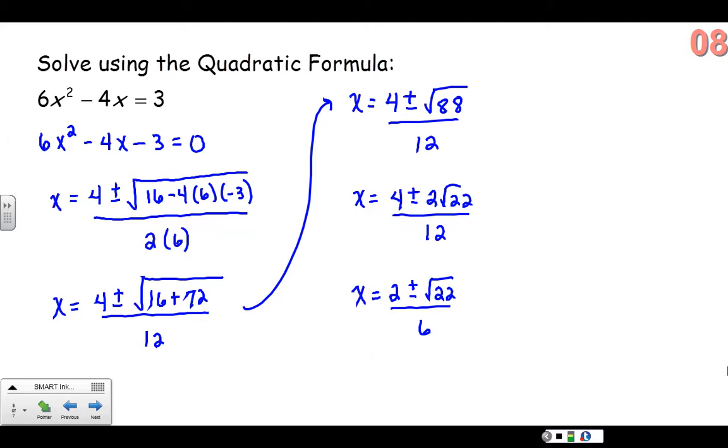Now, if we were going to separate this out, we could have 2 plus the square root of 22 over 6 and 2 minus the square root of 22 over 6.